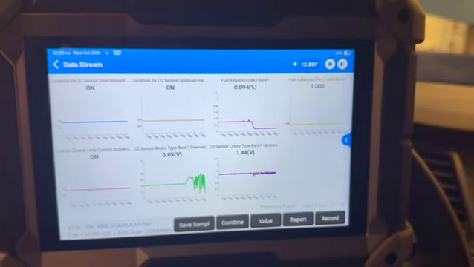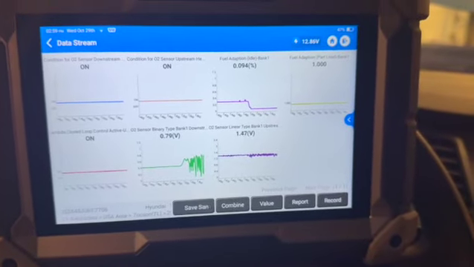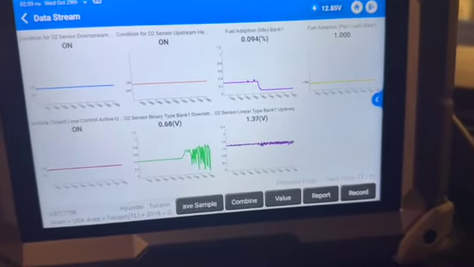We will now be increasing engine RPM to 2,500, and we will be recording our O2 upstream and downstream activity.